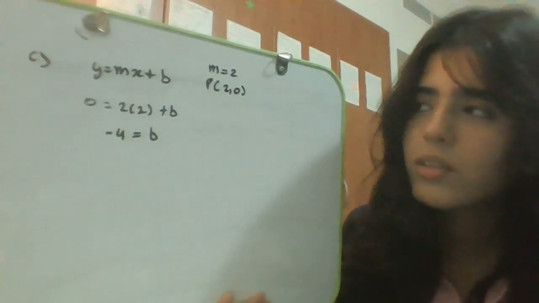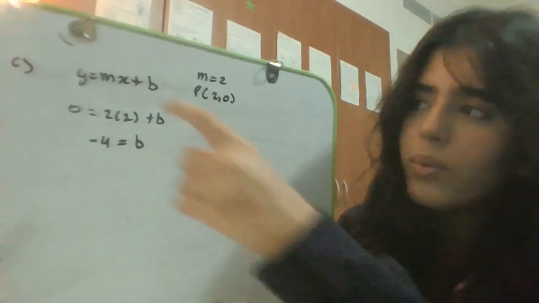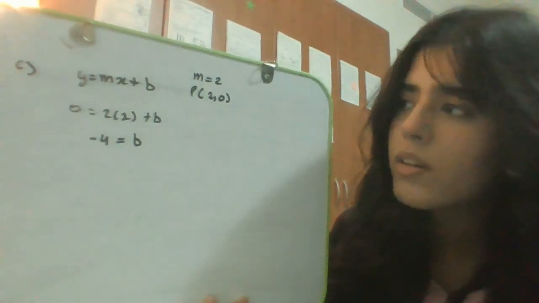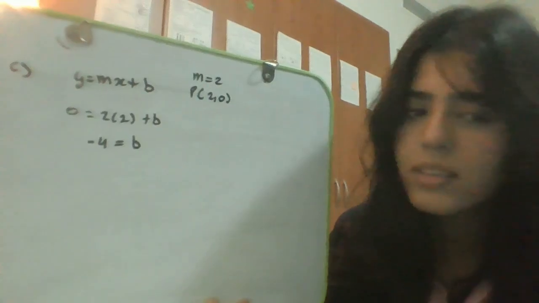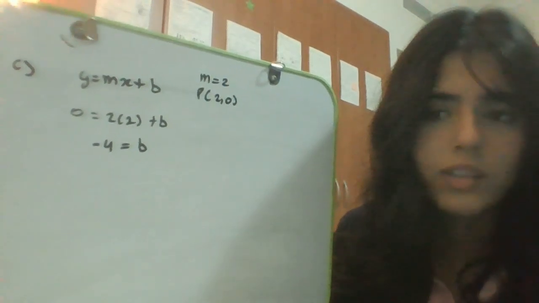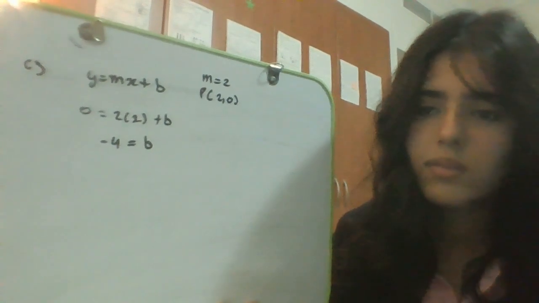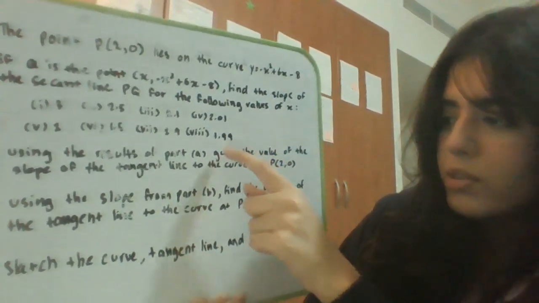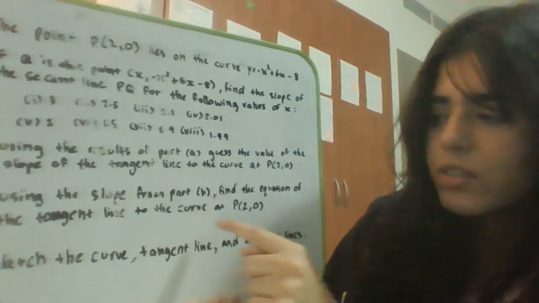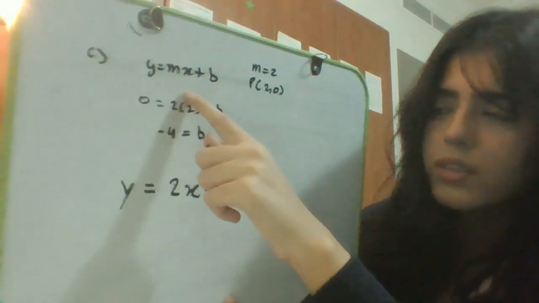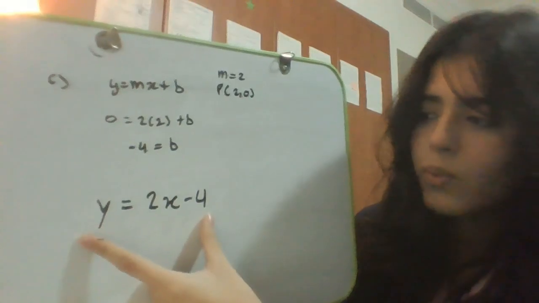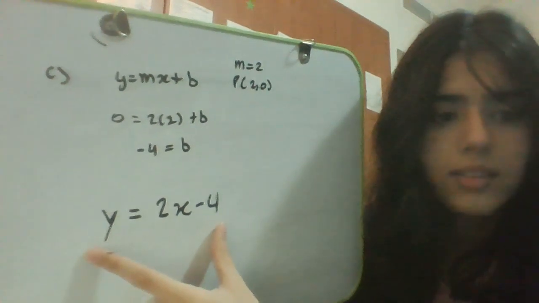Okay, so now our equation is going to follow the y equals mx plus b pattern. We have our m and we have our b, making our equation y equals 2x minus 4. That's going to be our equation. I'm going to write it out. Okay guys, as it said again, using the slope from part B, which is 2, find the equation of the tangent line to the curve at P(2, 0). We used P(2, 0) and slope-intercept form to find our equation, and our equation came out to be y equals 2x minus 4. That is the equation of our tangent line.